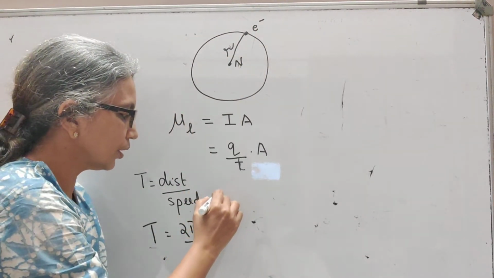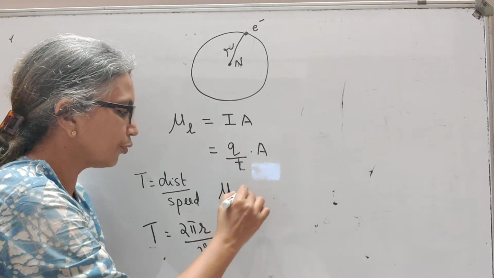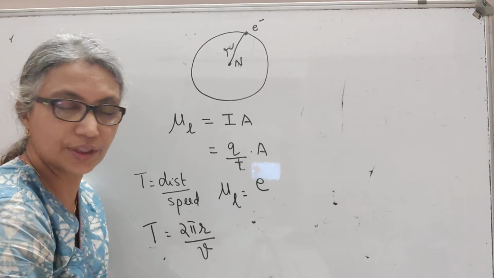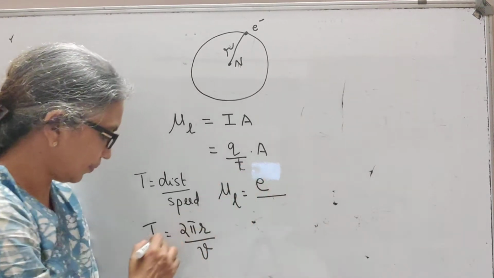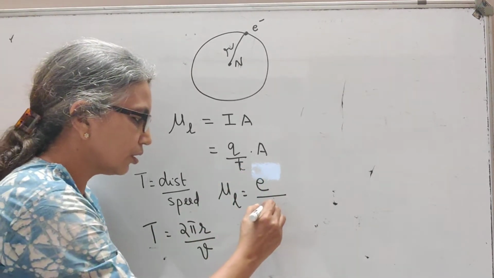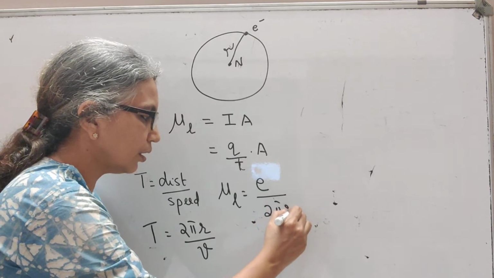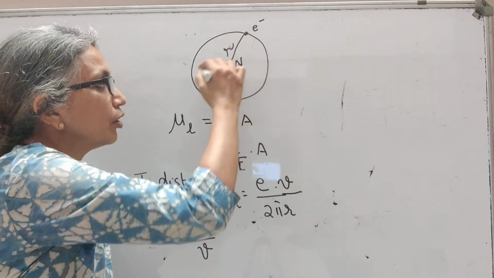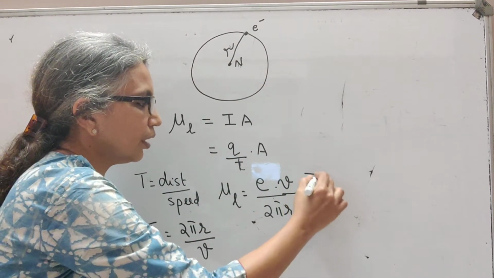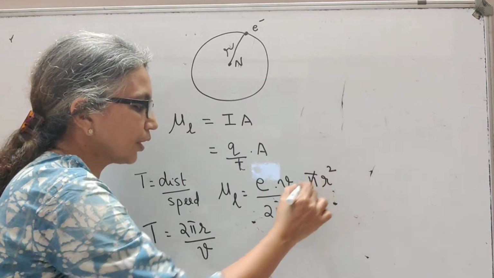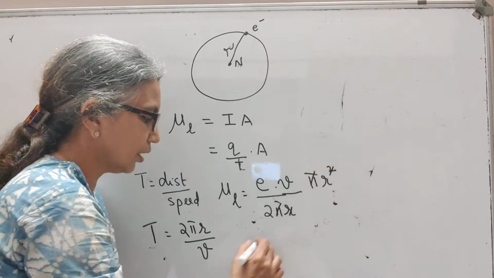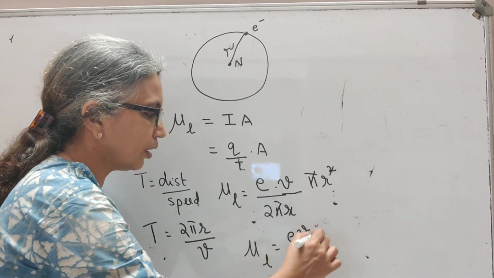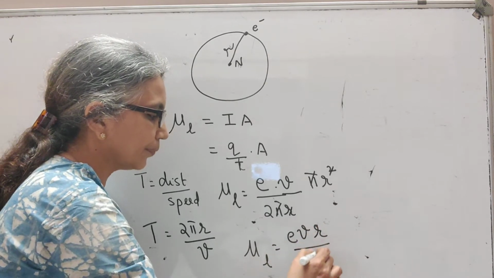Now what I'm going to do here is, mu L is therefore equal to Q. I'm going to replace it with E, which is the charge on an electron. This time is taken as the time period, so this will be 2 pi r, and the v will come on top. Then the area enclosed here will be pi r square. So if I cancel this and this, I have the expression for mu L as E v r by 2 pi.